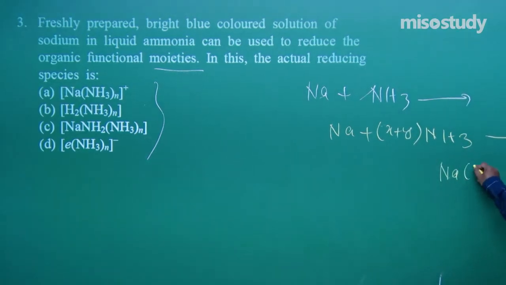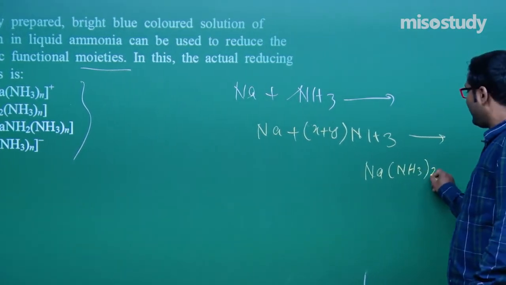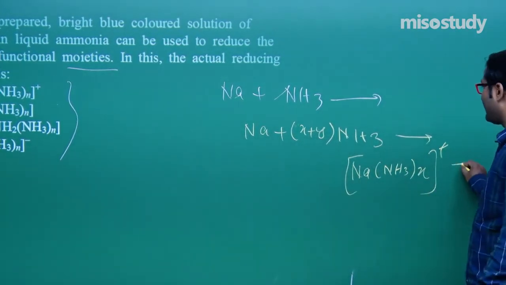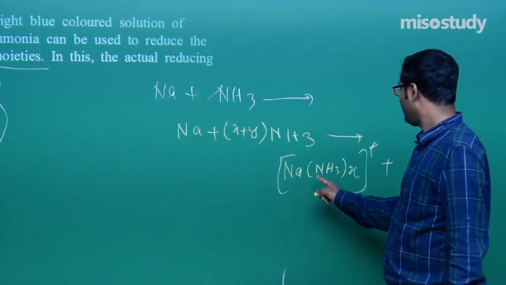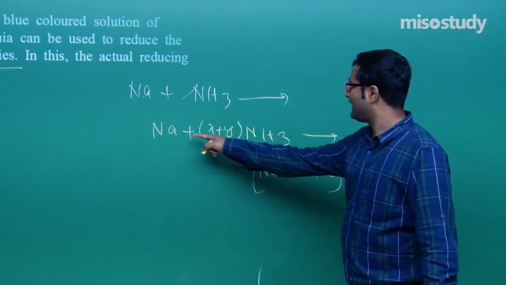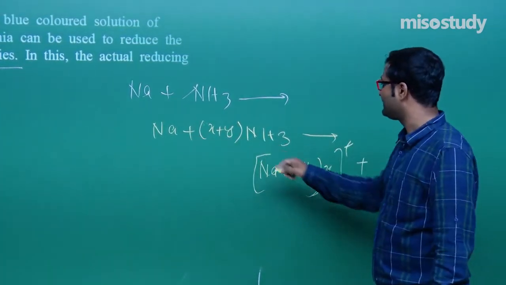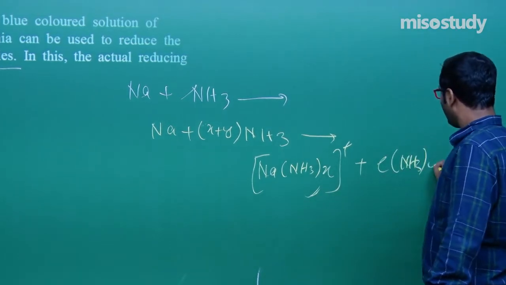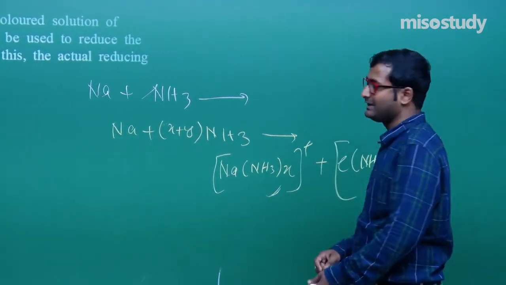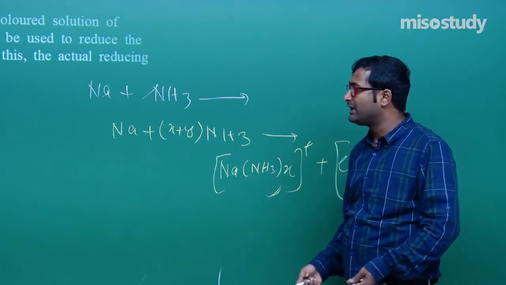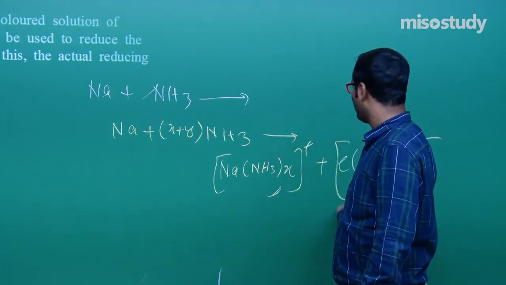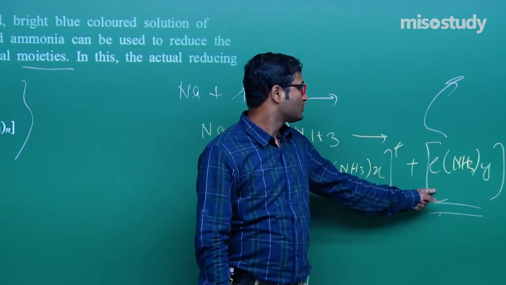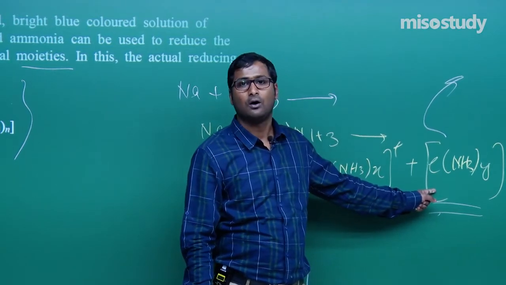That is Na(NH3)x to the power plus. Clear? And there comes then Na plus, that is the first ion, then there is a solvated electron, that is e(NH3)y to the power minus. And we know the actual reducing species is this one. This one is the solvated electron.